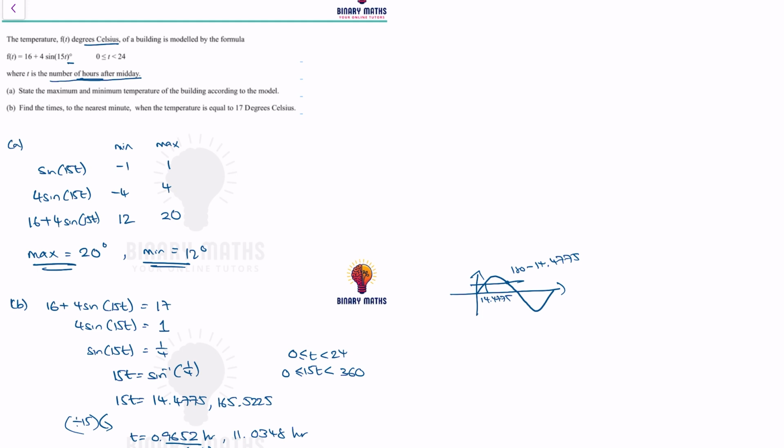Which gives me 12:58. So 12:58 in the 24-hour clock. And the next one will be, because it's 11 hours after midday, 11 plus 12 gives me 23. If I do 0.0348 times 60 and round it, I get 2, which means it's going to be 23:02. So you can either think of it as this in 24-hour clock, or you can think of it as 12:58 p.m. and 11:02 p.m. So those are the two answers.